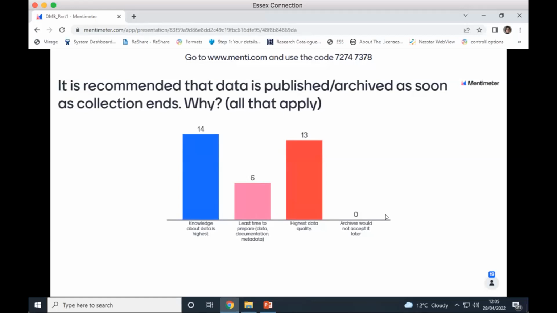And then we have, it is recommended that the data is published or archived as soon as the collection ends. Why do you think that is? And it's strange that we already have some answers here, probably from a previous session, and I did clear all of the answers, but somehow this one remained. Apologies for that. You should still be able to answer. Why do you think it's best for the data to be published or archived as soon as the collection ends? Is it because the knowledge about the data is highest? We have the least time to prepare the data, highest data quality, or that archives would not accept it later?